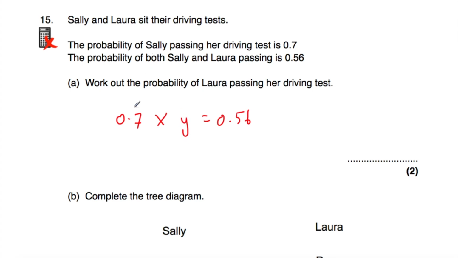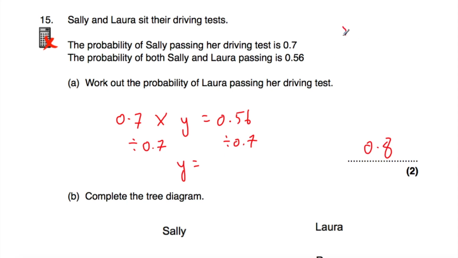So we've got that 0.7 multiplied by y is equal to 0.56. Well, 7 times 8 is equal to 56. So that means that y would have to be equal to 0.8, because 0.7 multiplied by 0.8 is equal to 0.56. Or another way you could do this is solve the equation. So divide both sides by 0.7. On the left hand side, 0.7 multiplied by y divided by 0.7 would just leave us with y. And on the right hand side, we've got 0.56 divided by 0.7. Now you may know automatically that's 0.8.